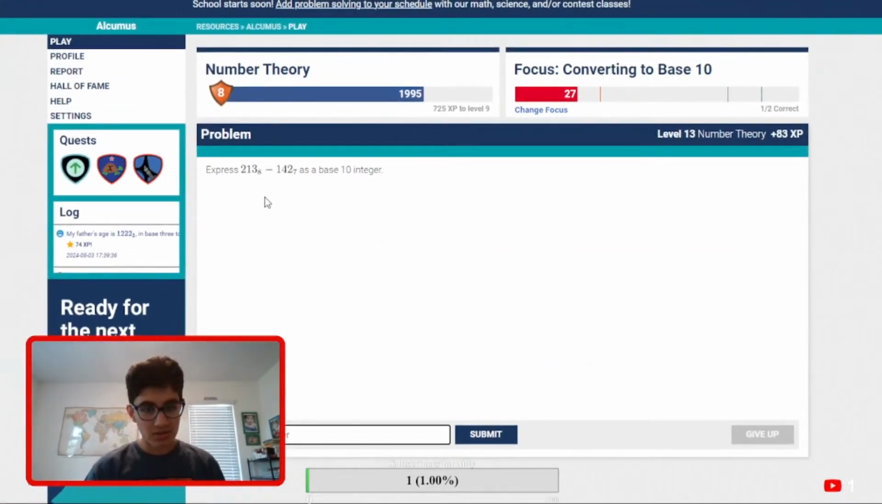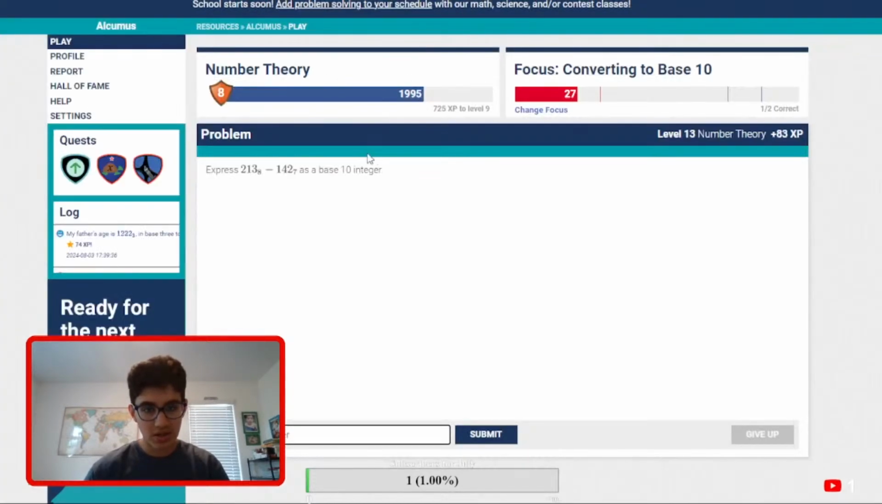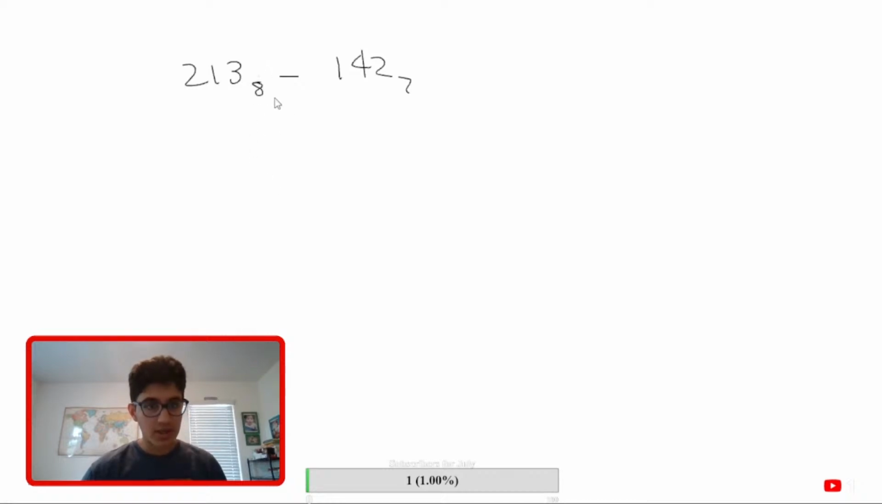Again, so let's just do this normally. No need for any fancy stuff. 213 base 8. I shouldn't even say 213, right? Because that's not really what it represents. 142 base 7. Let's just check. 142 base 7, 213 base 8. Okay, great.